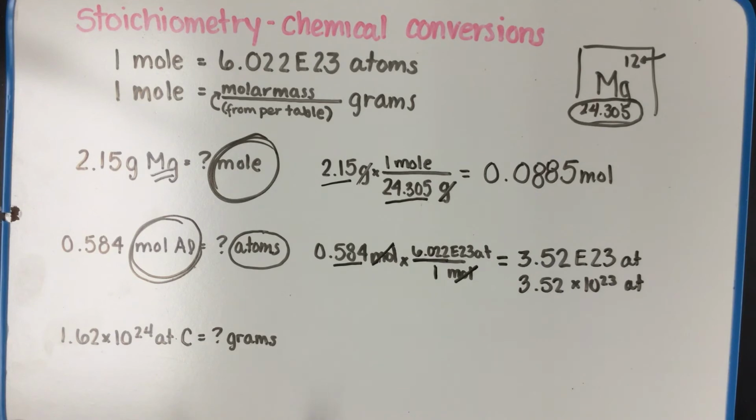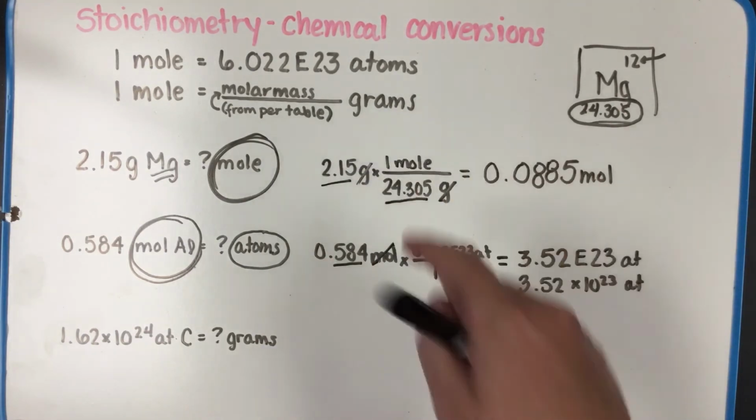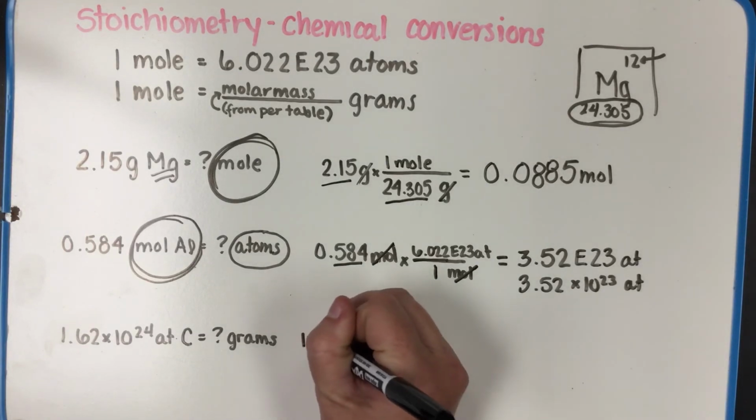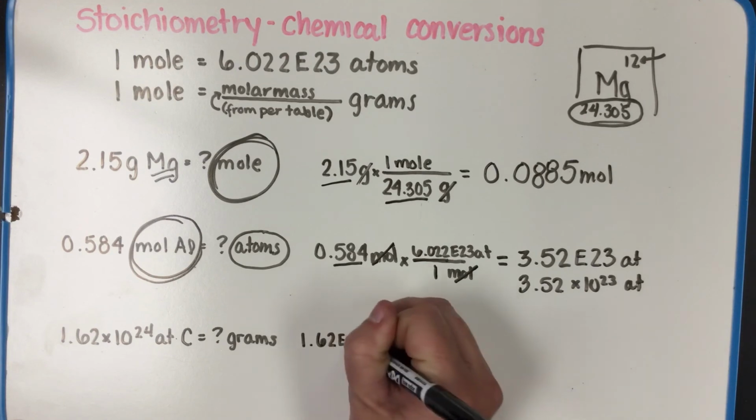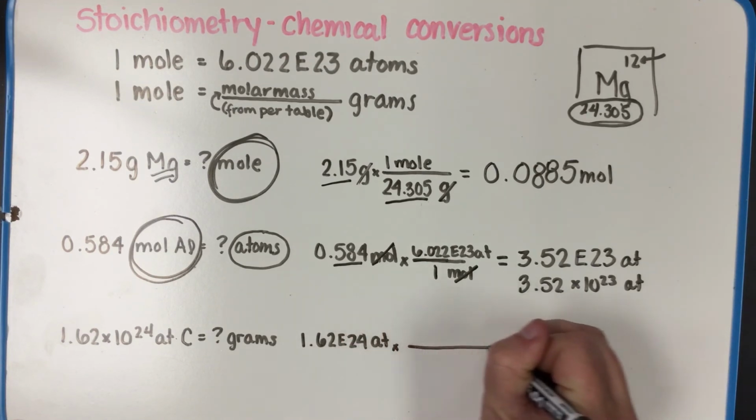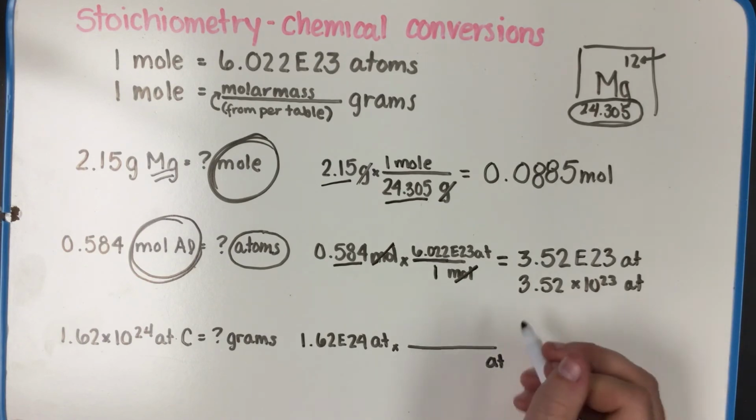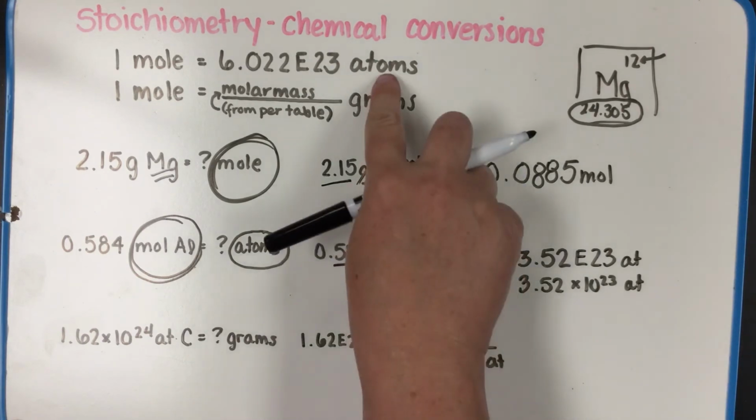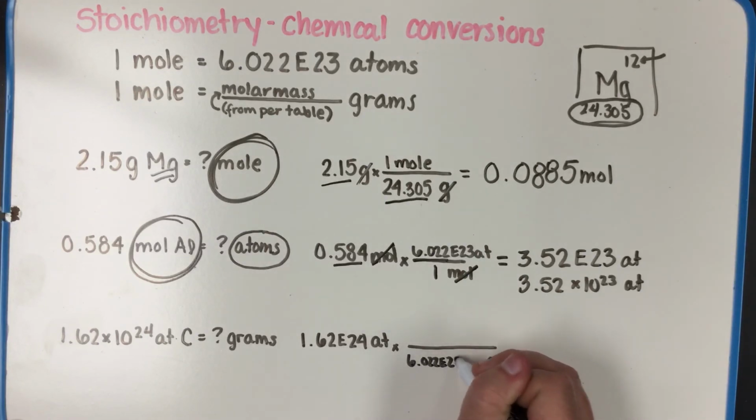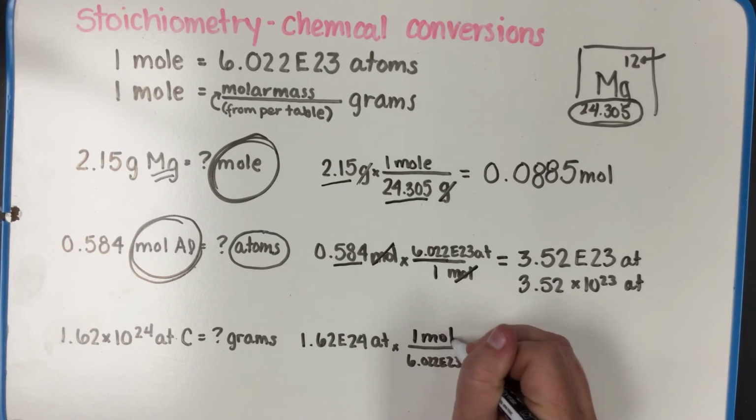Our last example here starts with atoms and goes with grams. And since we don't have the term mole written out, that's actually going to indicate to us that we're going to need both of our equalities. This is going to be a two-step conversion instead of just one. We still start by rewriting our given, including our units. The unit from the top goes to the bottom. Atoms goes with Avogadro's number, and that's equal to 1 mole.